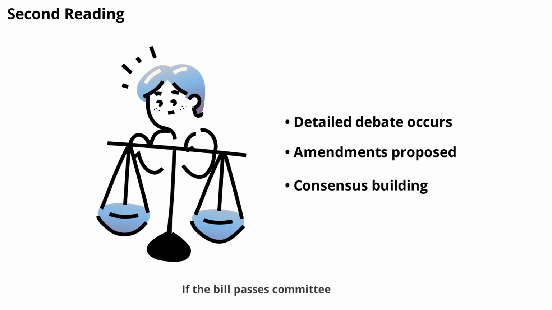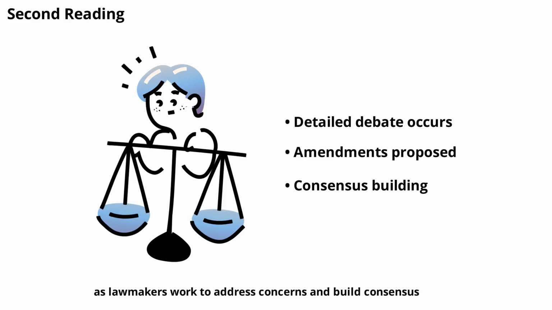If the bill passes committee, it returns to the full legislative body for a second reading. This time, members discuss the bill in more detail. They debate its merits, propose further amendments, and consider its potential impact. The second reading is often where the most significant changes are made, as lawmakers work to address concerns and build consensus.